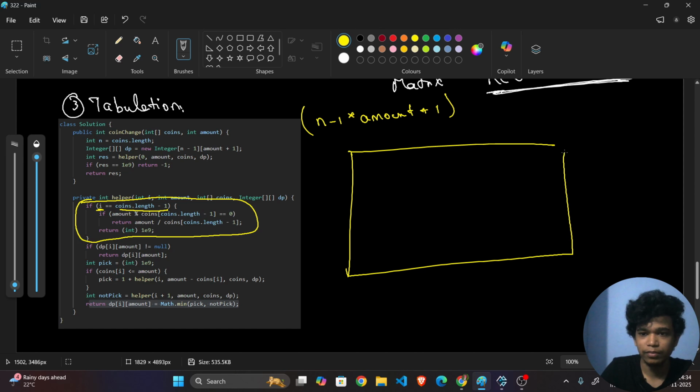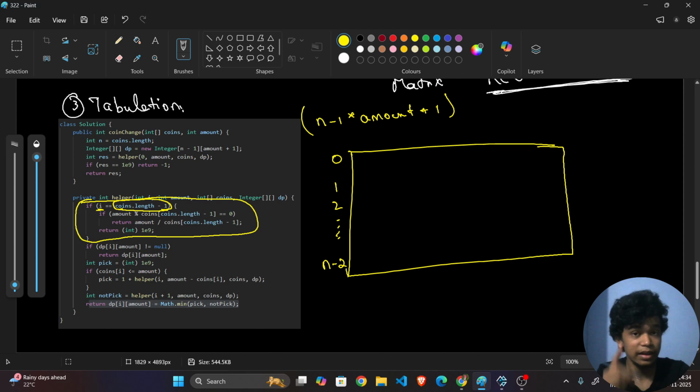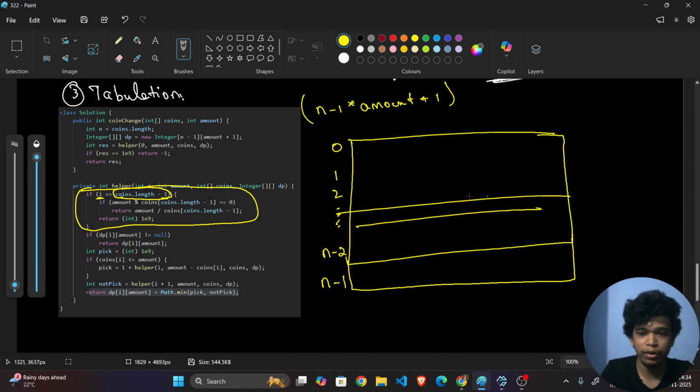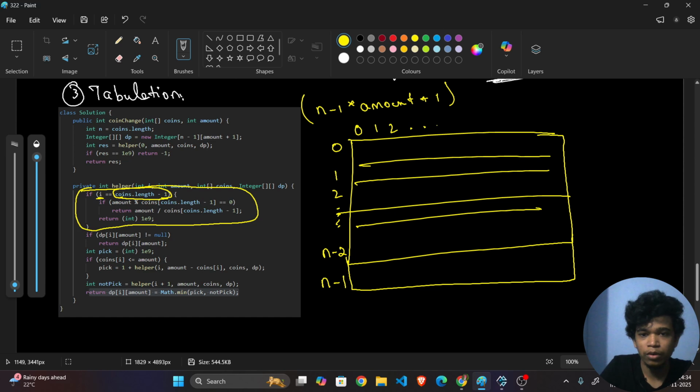Okay, just think like, so our matrix will be rows are starting from 0, 1, 2 up to where? Up to n minus 2, whether we have n minus 1, because our base condition is telling coin's length minus 1 should be equal to index, which means we also want n minus 1, so add one more row. Can you understand this? How I am going to add one more row? Yes. Now, how many columns we have? We have columns from 0, 1, 2 up to amount. Sorry, amount.